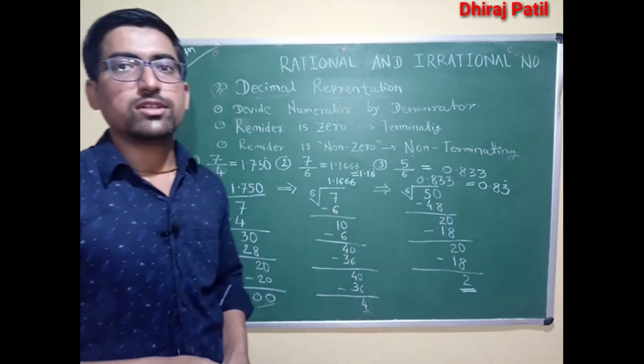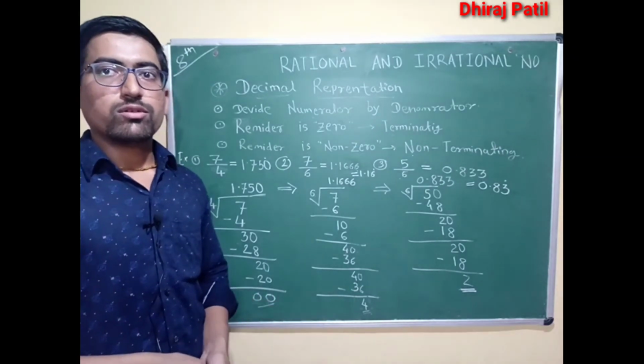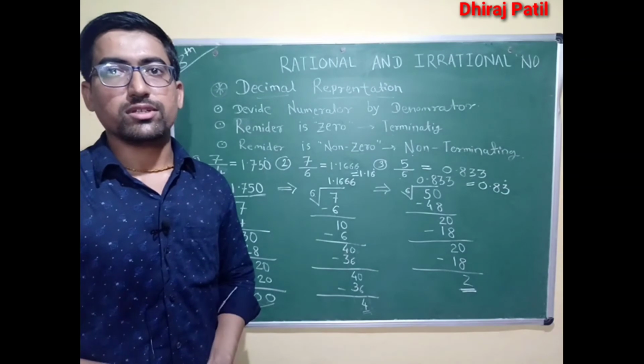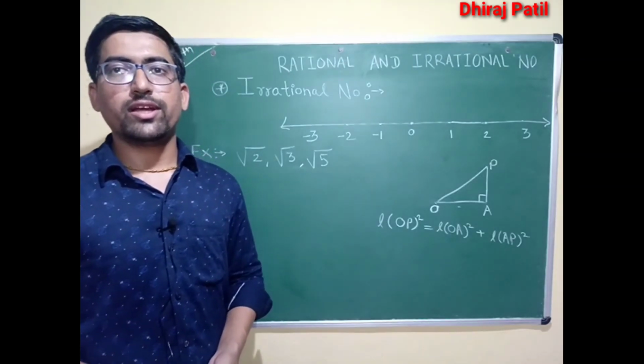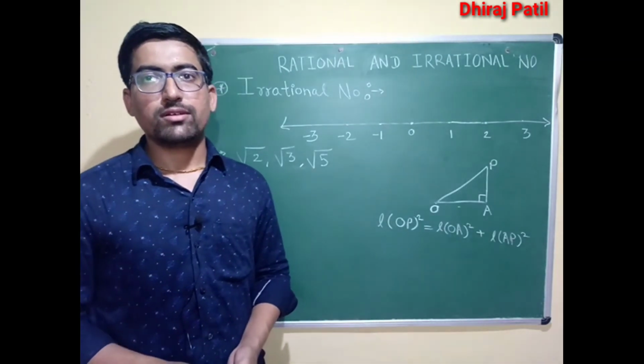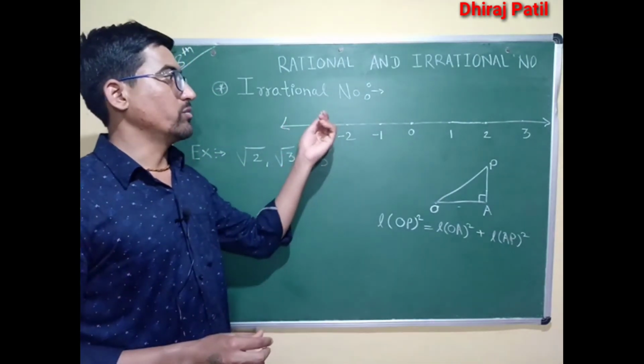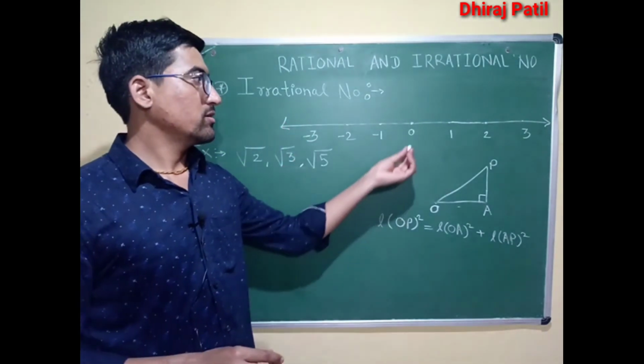So friends, in such a way you have to convert rational numbers into decimal representations. Now friends, we will take the next topic on rational and irrational numbers: what are irrational numbers. Friends, we take a number line.